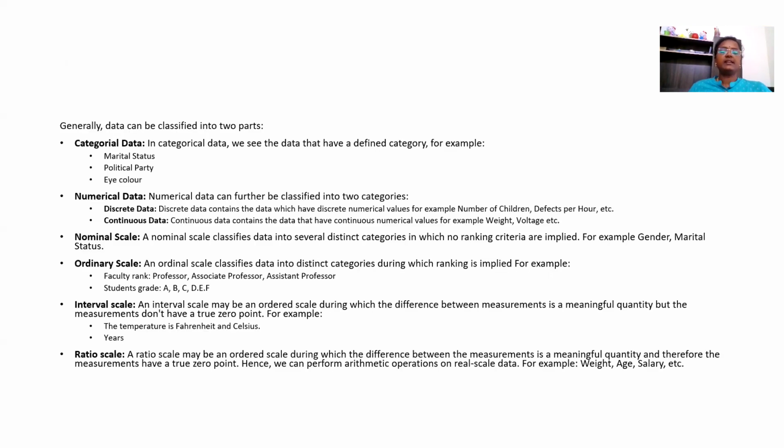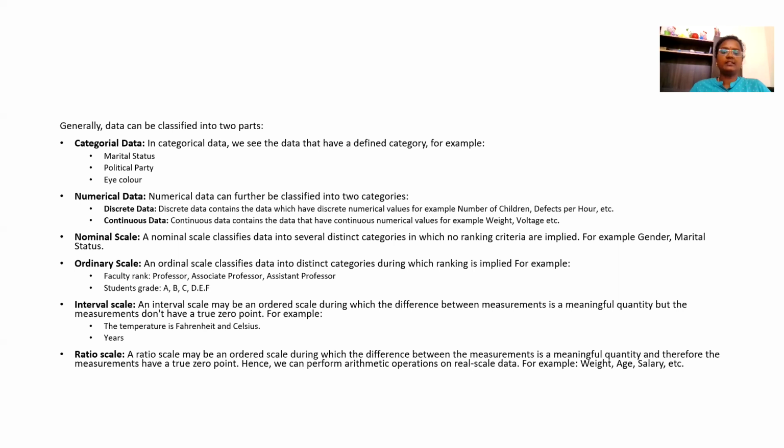And in the main category, we have categorical data and numerical data. Categorical data is based on defined categories. Numerical data is based on numerics. Under numeric, we have discrete data and continuous data. And we have other types of data: nominal, ordinal, interval, and ratio.